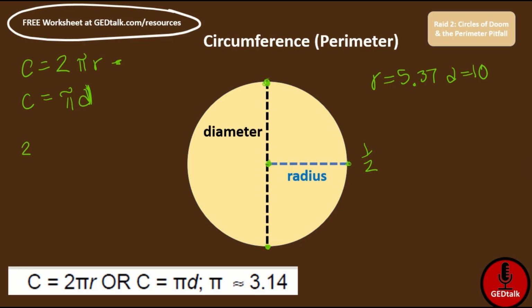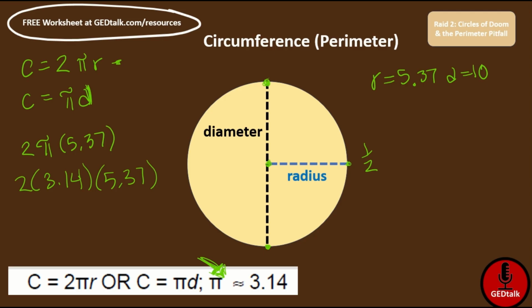So you could do 2 times pi times 5.37. And if you're like, well, I don't know what pi is, that's what they're sharing with you in the second part of the formula. On the formula sheet, they're telling you pi is 3.14. So you don't even need to memorize what pi is because they're sharing that with you right here. So in reality, it's 2 times 3.14 times the radius.